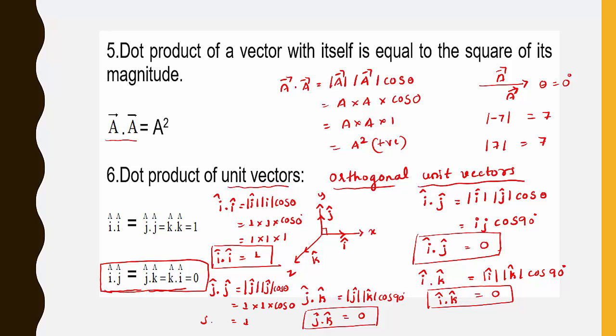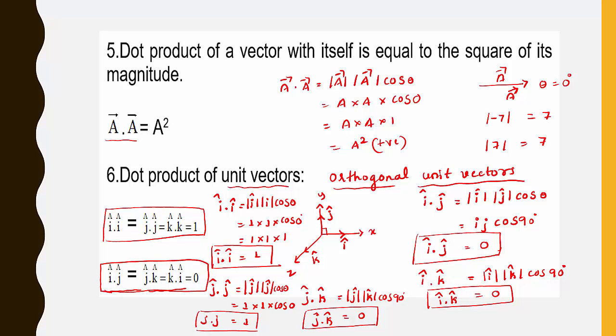So the answer is again 1. So j dot j equal to 1. Similarly, k dot k is also equal to 1. So we can write i dot i is equal to j dot j is equal to k dot k is equal to 1. Is it clear?